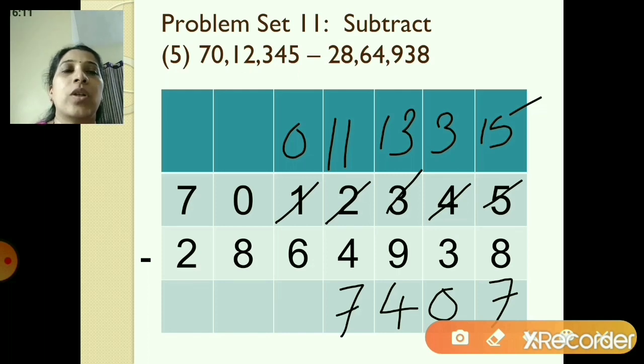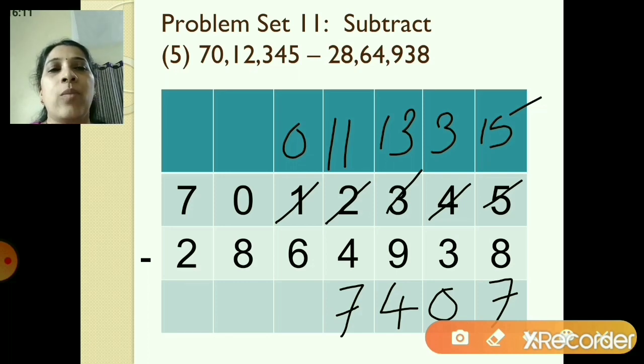Now what is your next number? 0 minus 6. You cannot subtract 6 from 0. So you will go to the lakhs place. What is there in the lakhs place? Again 0. You cannot borrow from there. So you have to go to the 10 lakhs place. In the 10 lakhs place it is 7.